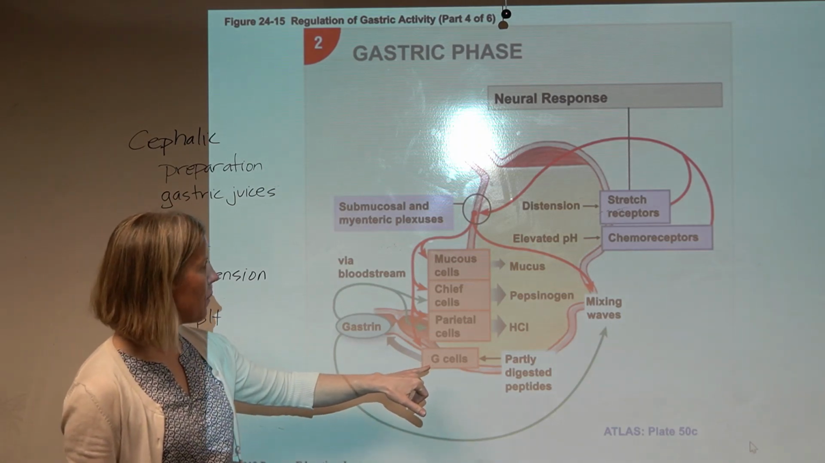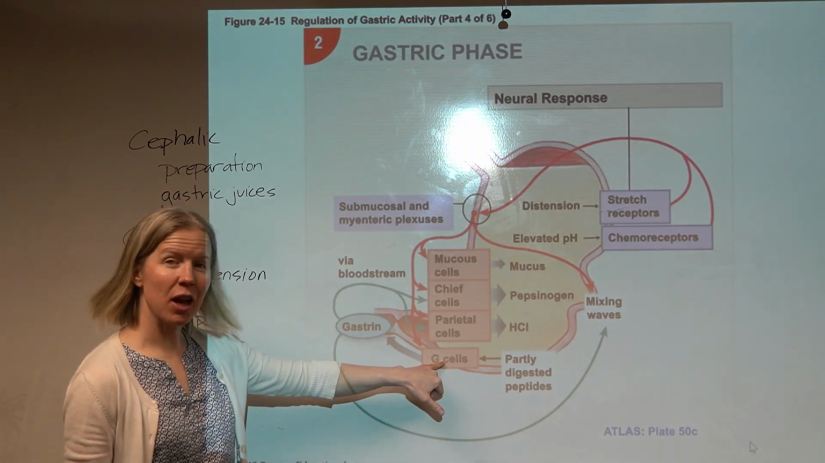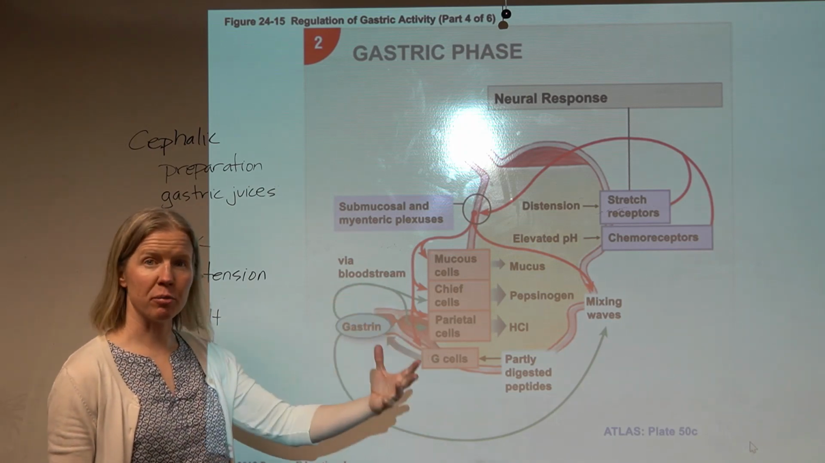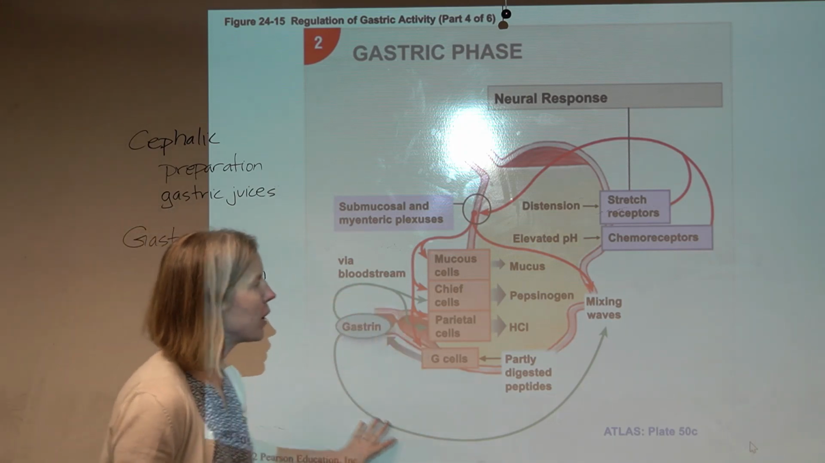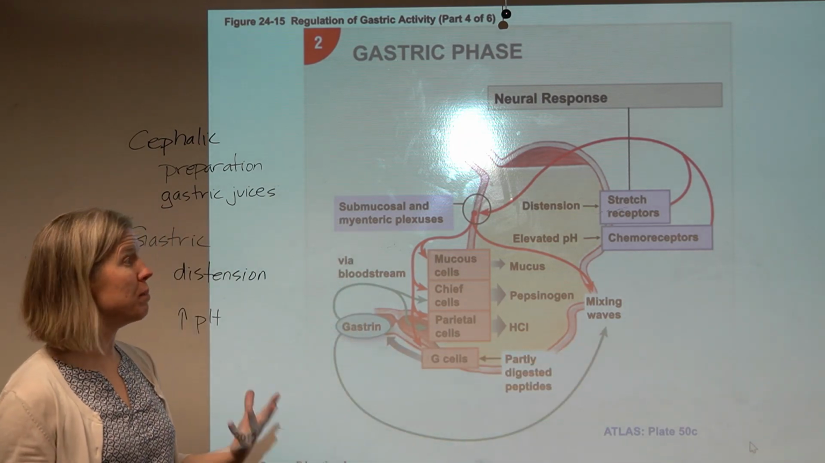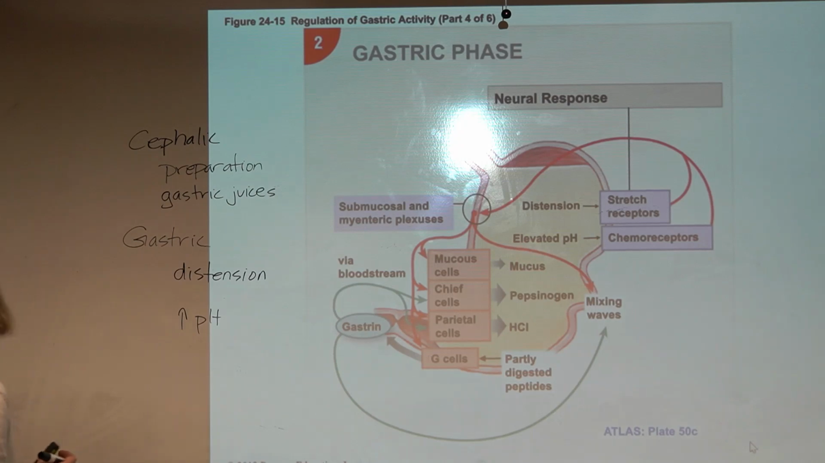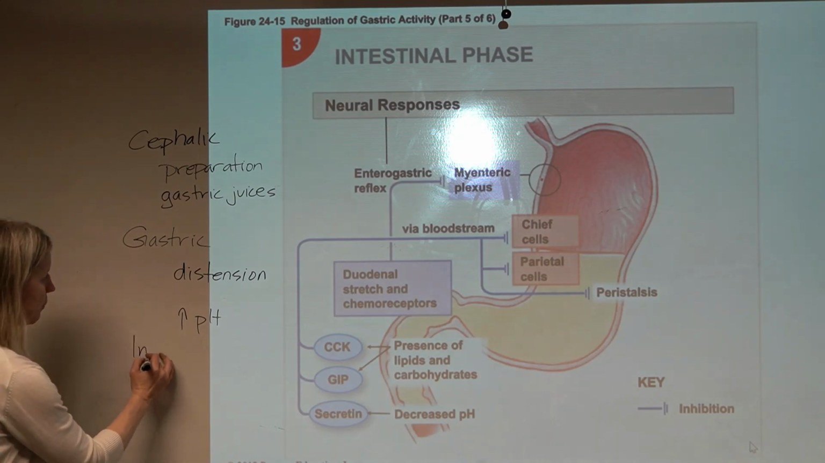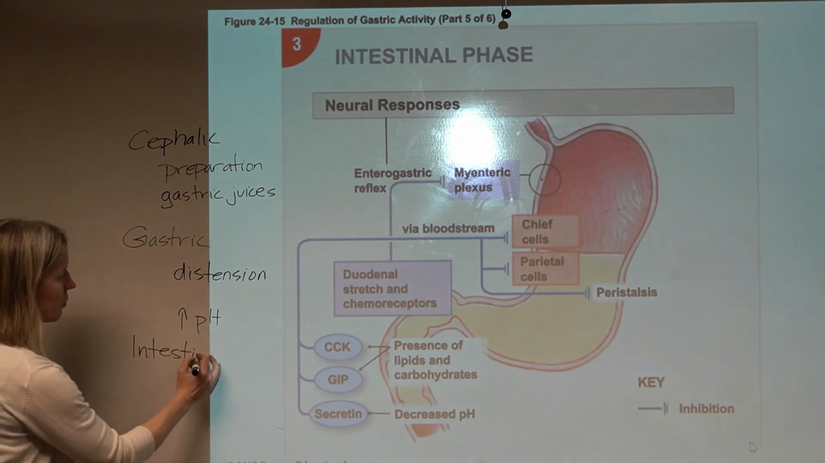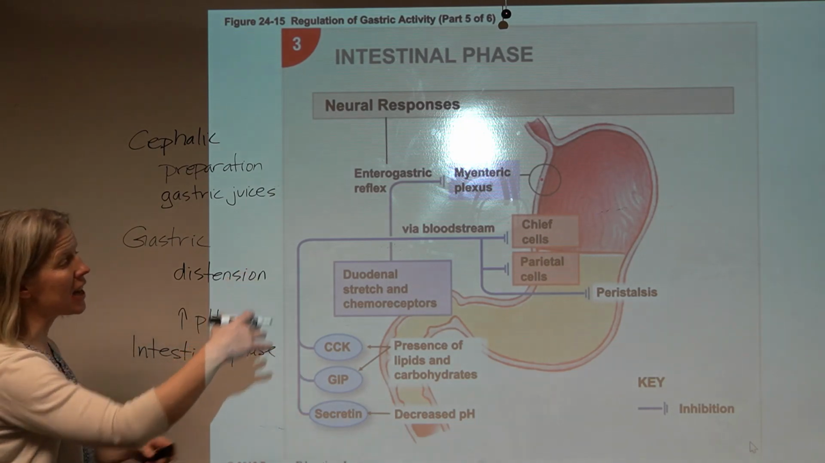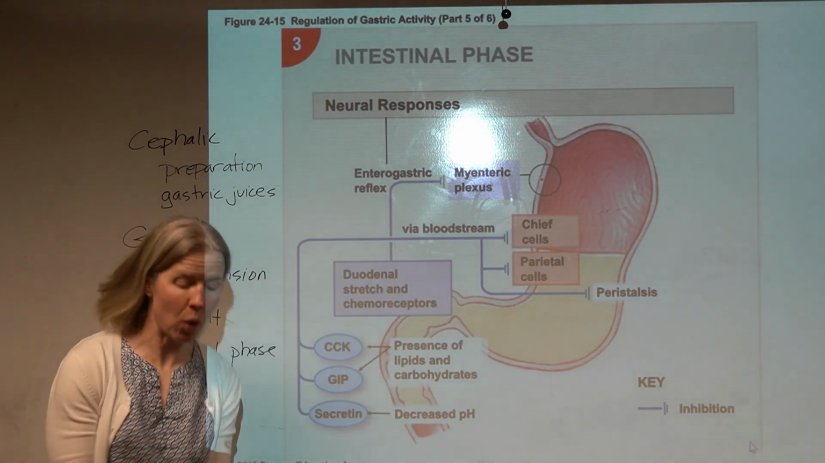Okay. On this side, right, those G cells producing gastrin, again, that stimulates chief and parietal cells to produce more, and we also see that hormone causing, again, more mixing. So everything is happening right here in that gastric phase. Okay. The intestinal phase is then as food starts to enter the duodenum.